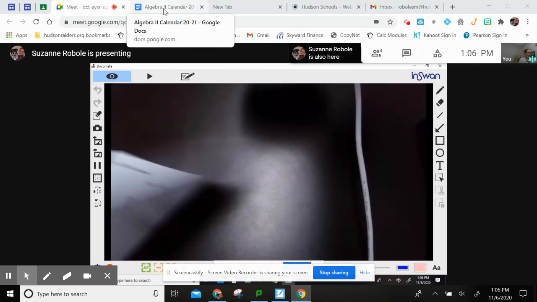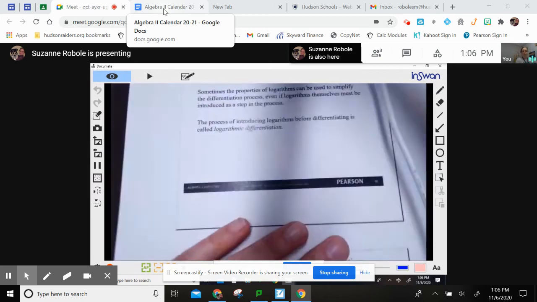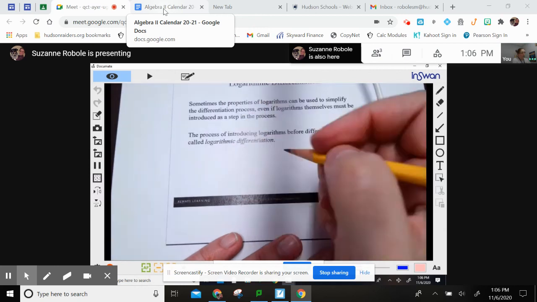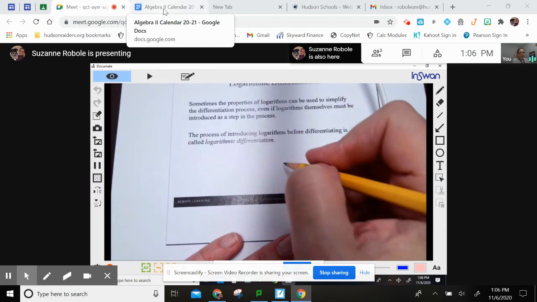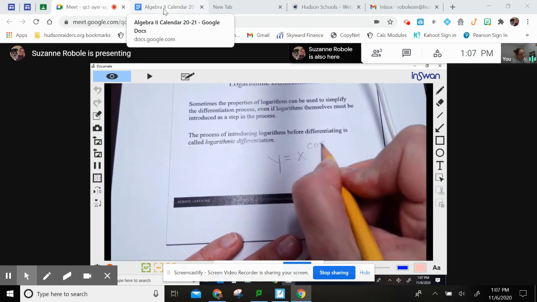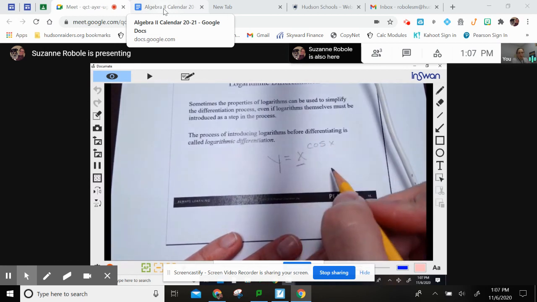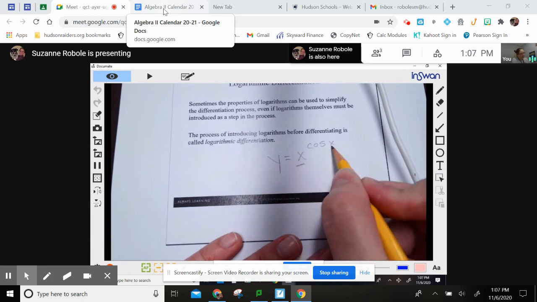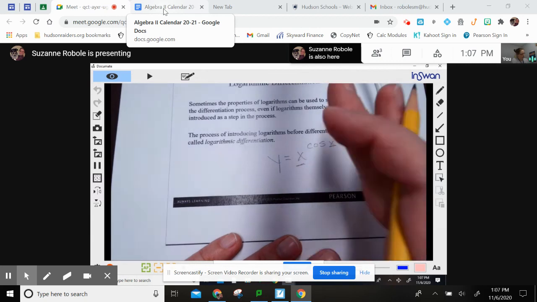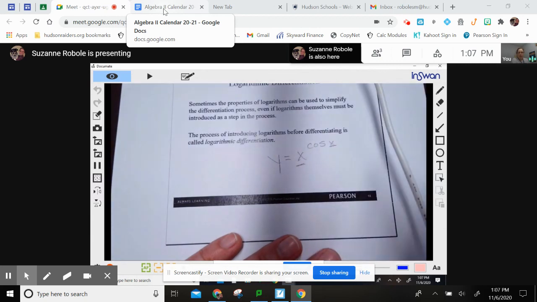Okay, so logarithmic differentiation, which we will do an example on Monday. It's just sometimes the properties of logarithms can be used to differentiate, and sometimes they can't. When you have something like x to the cosine of x, so you have a variable in both the base and up in the exponent, then you're going to do logarithmic differentiation. So we will do an example of that in class on Monday.